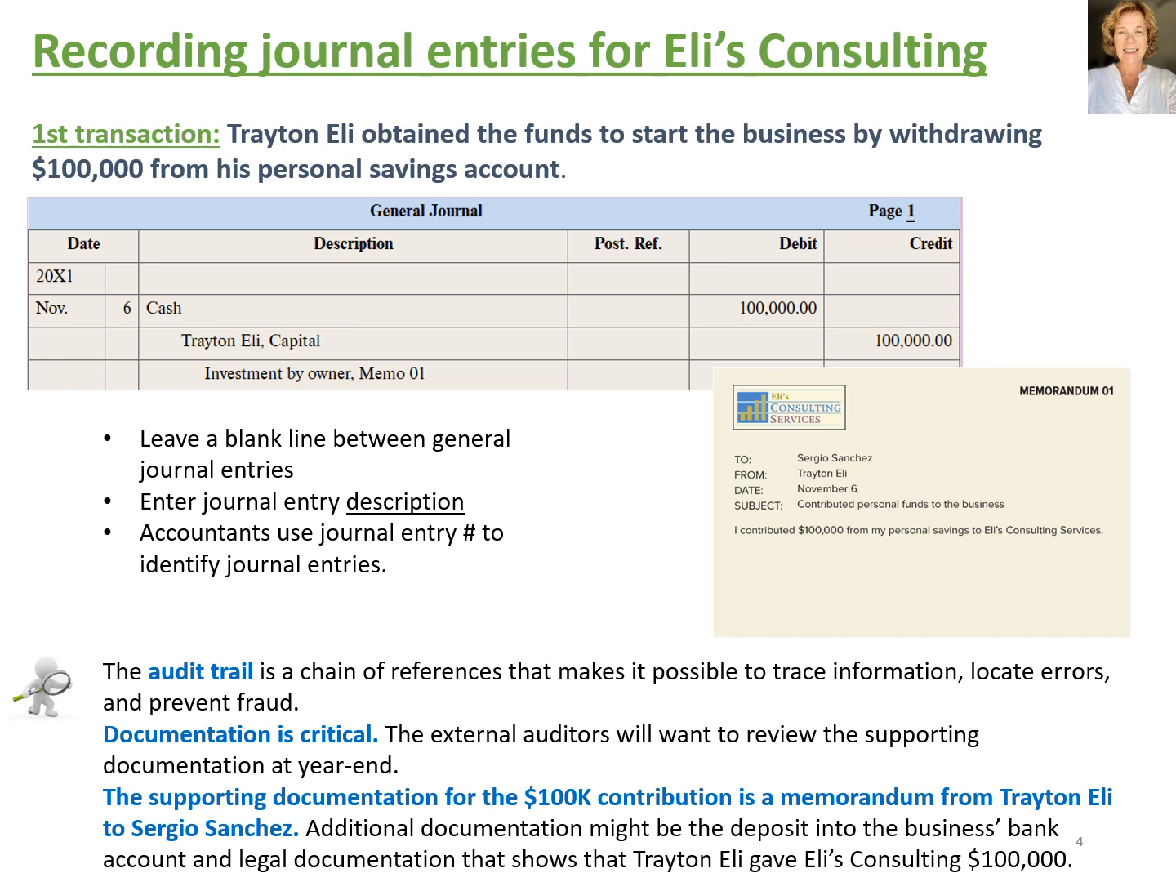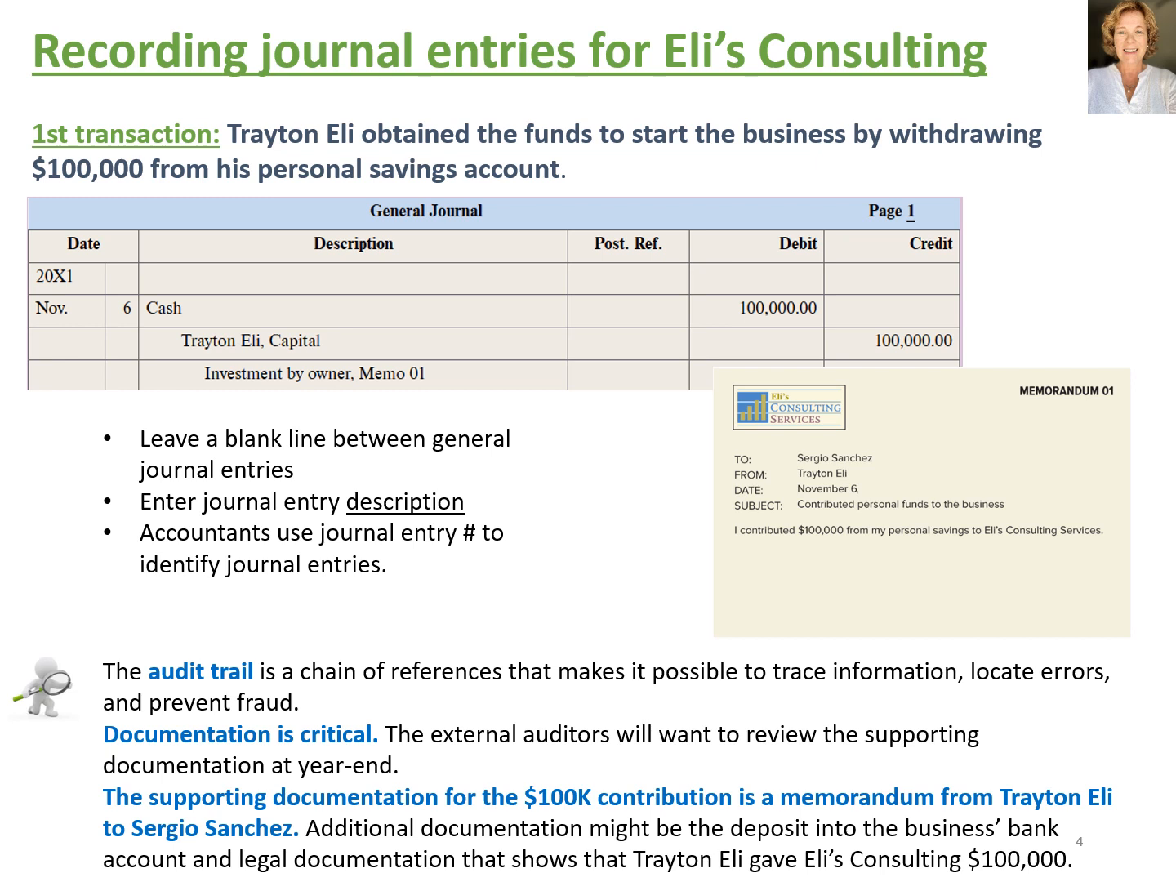However, sometimes the supporting documentation is confidential, like severance amounts when there are company layoffs. In those cases, the journal entry will reference the person or department that can provide documentation upon request. The supporting documentation for the $100,000 contribution is a memorandum from Trayton Eli to Sergio Sanchez. Additional documentation might be the deposit into the business's bank account and legal documentation that shows Trayton Eli gave Eli's Consulting $100,000.